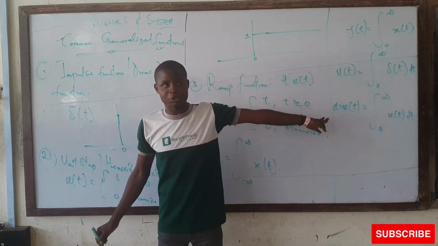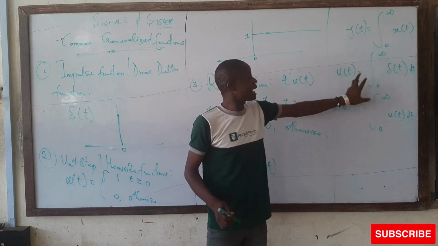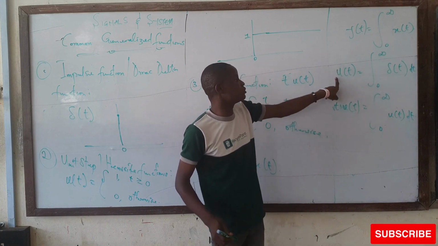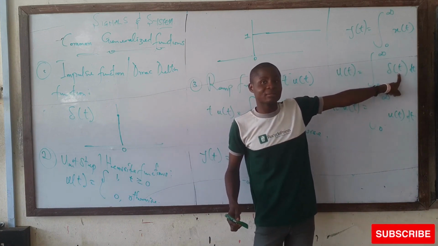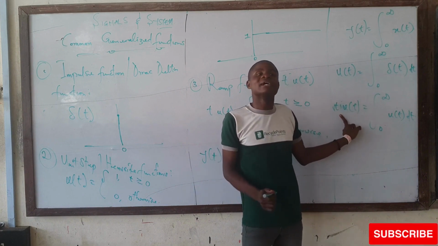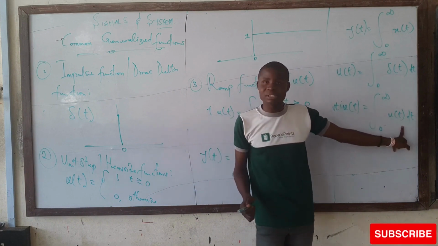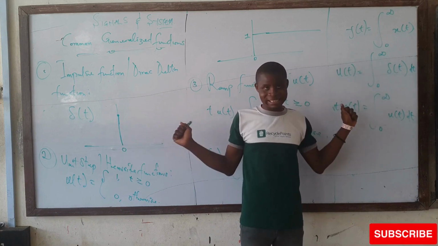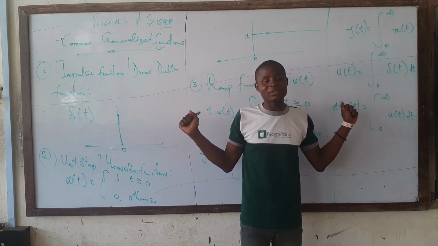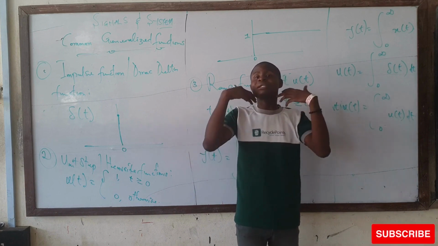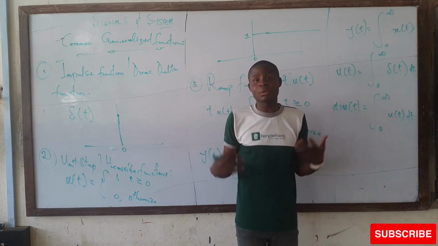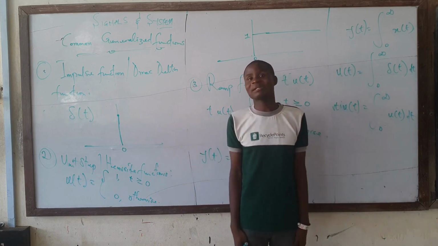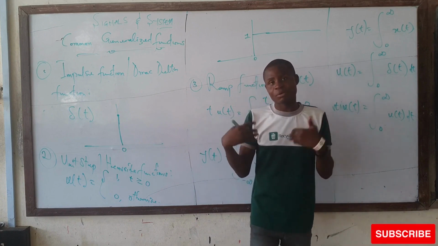A ramp function. You can also do the inverse, which is differentiation. If I differentiate my unit step function, I should get the Dirac delta function. If I differentiate my ramp function, t u of t, I should get the unit step function. These functions are very important in understanding signals and systems. They are commonly used. They will be used in LTI and in further topics on signals and systems that we will still treat.